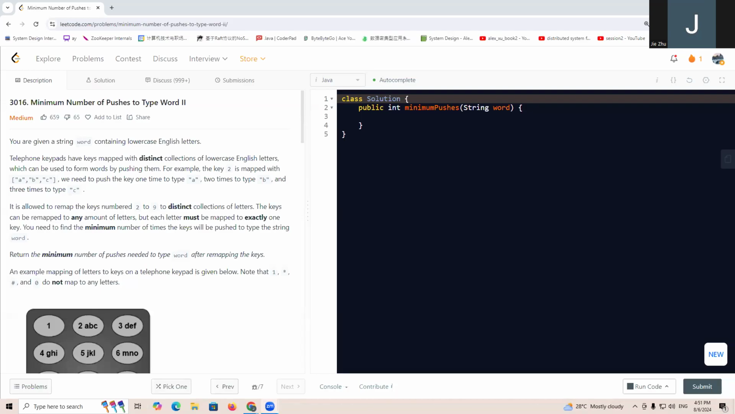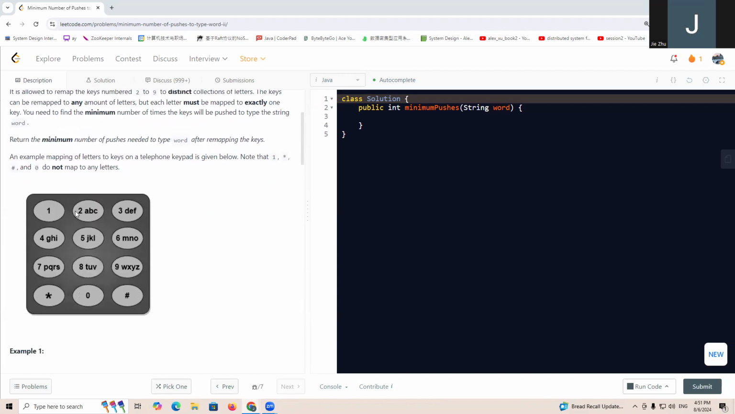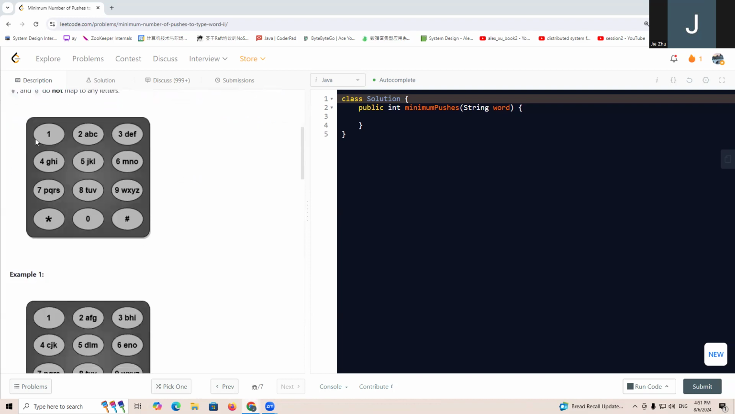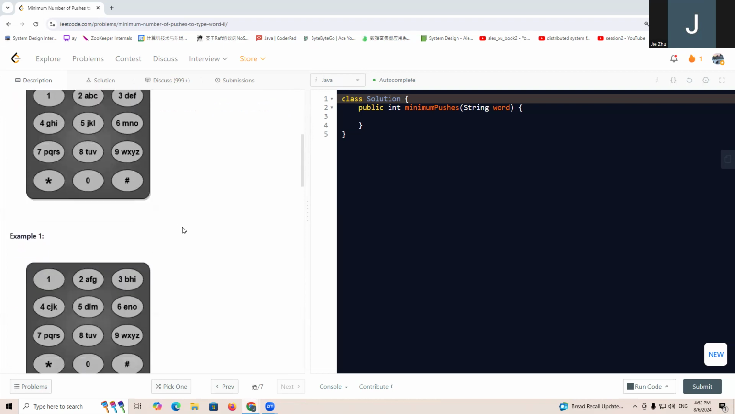Let's go through LeetCode 3016, Minimum Number of Pushes to Type Word II. For this question, it gives us a string word, and we need to return the minimal number of pushes. The condition is that we can rearrange the keyboard. For example, the keyboard can be like the top graph or the bottom graph. That is, we can put the characters A to Z anywhere.